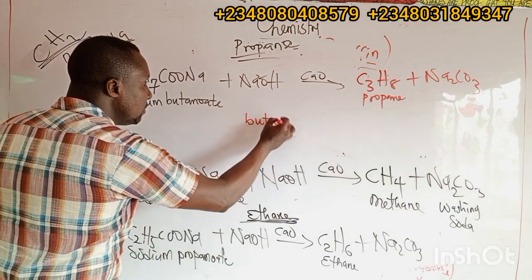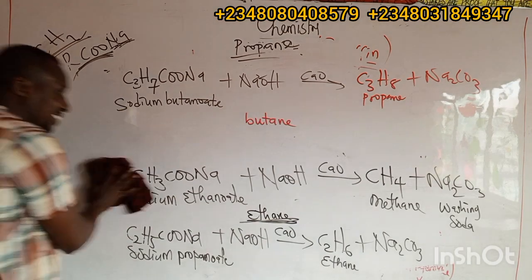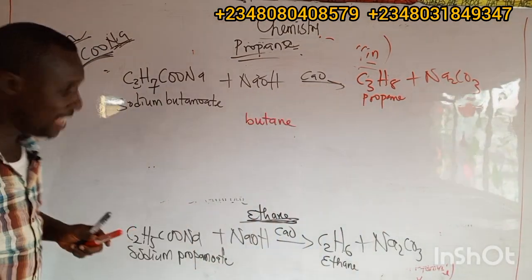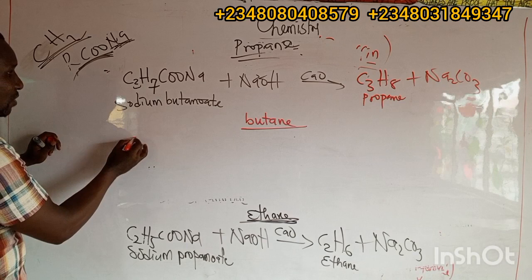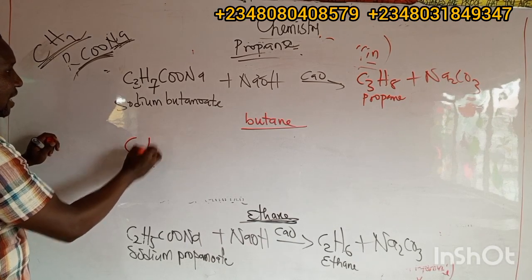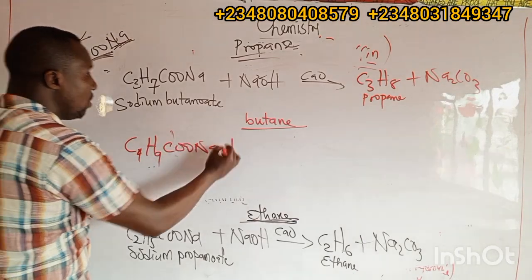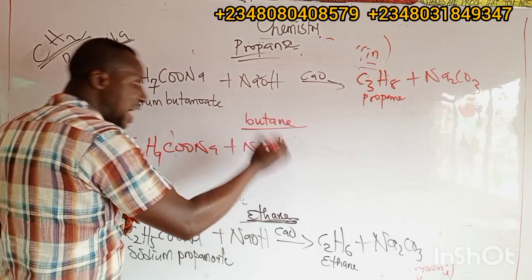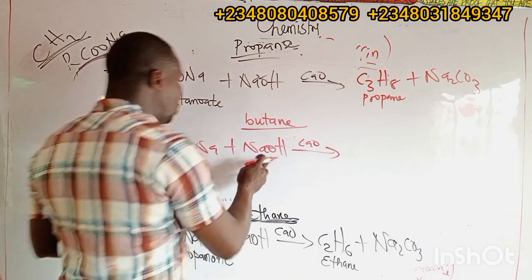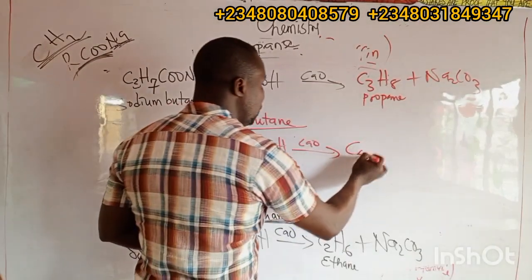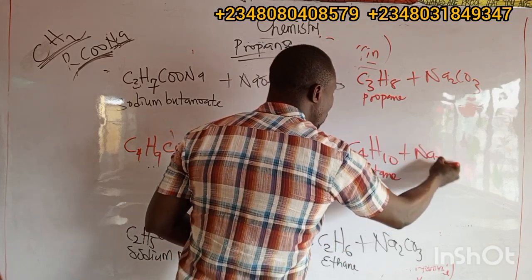I want to prepare butane. I will use what? Sodium pentanoate. Just add CH2 to this. You have C4H9COONa plus sodium hydroxide from soda lime. Now soda lime is a mixture of these two. Then what will happen? This H combined with this will form C4H10, which is butane, plus washing soda.